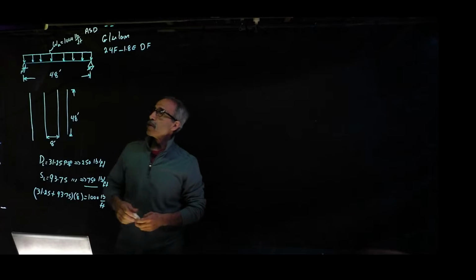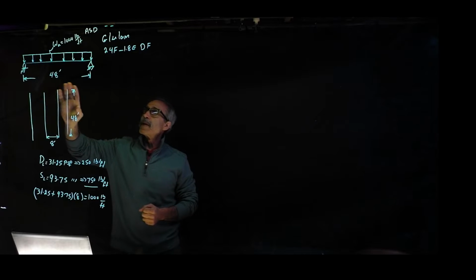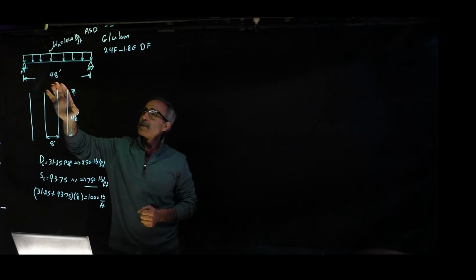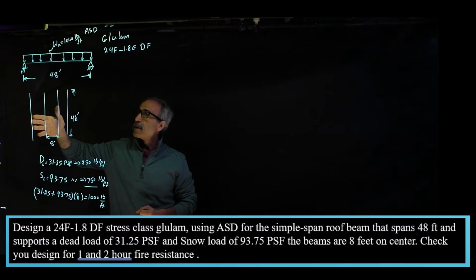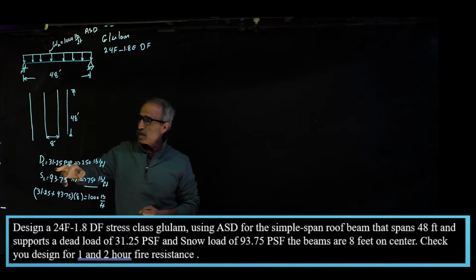Okay, so we're going to go ahead and design a glulam beam. This glulam beam is about 48 feet long. If you look at the plan view, it looks like a roof beam. It's 8 feet apart on center, and it's 48 feet long. And the dead load is given as 31.25 pounds per square foot.